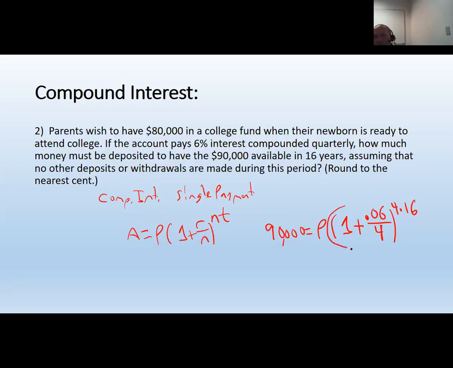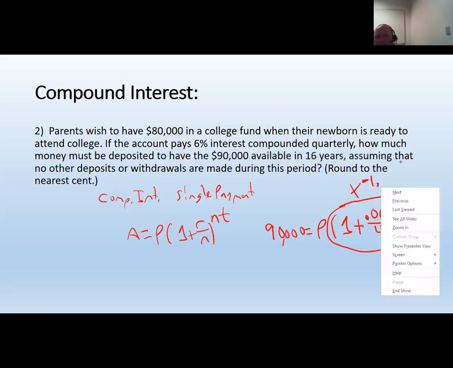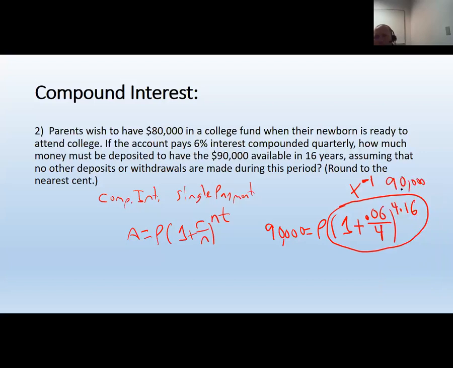Now what you want to do is calculate this entire side, then hit the X to the negative first power button to take the reciprocal, and then multiply it by 90,000. That's how you would calculate this on your calculator. You do everything on the right, so you'd do parentheses 1 plus 0.06 over 4, to the 4 times 16, which is the 64th power, and that gives us a certain number. Then you just press your X to the negative first power button, which is your reciprocal button, and then multiply it by 90,000.